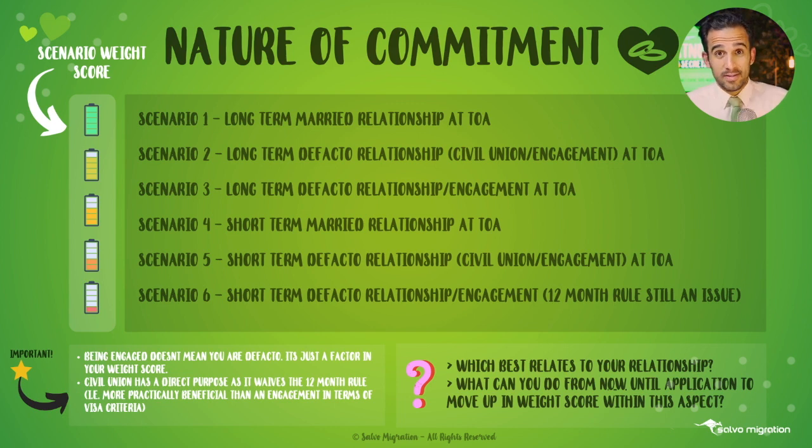So, as always, we end the summary of the scenarios with which of these scenarios best relates to you and what can you do from now into application to move up. And really, there's only a handful of things when it comes to the commitment of your relationship. It's wait longer, so be in a longer relationship before you apply, or get engaged, or get married, or consider civil unions. I mean, those are some of the tools available to you to strengthen this aspect. Move up in the scenario, so you strengthen this aspect, so that you strengthen all aspects collectively.